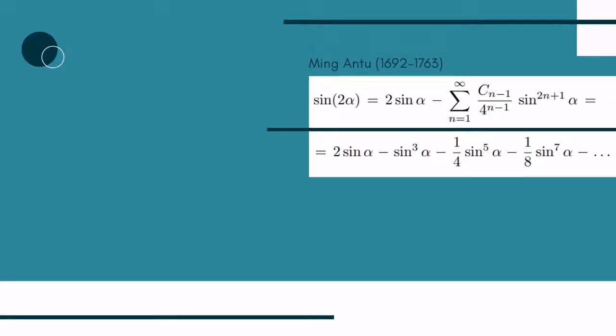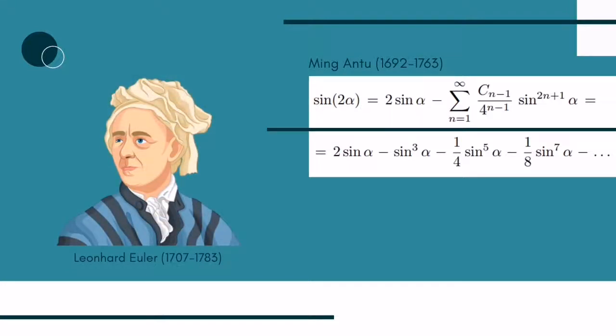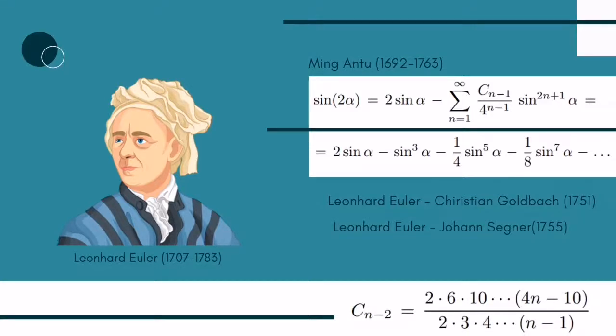The next person that we are going to talk about is Euler. In 1751, Euler introduced and found a closed formula for what we now call the Catalan numbers. He was assisted by Christian Goldbach and furthermore by Johann Segner in the 1750s. The formula that he came up with was as follows. The problem with this formula was that he had only worked out the values for n less than 8.